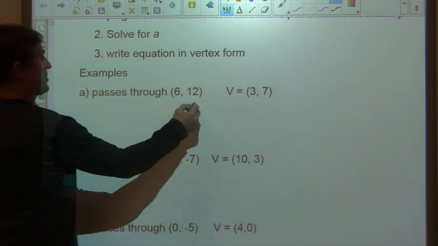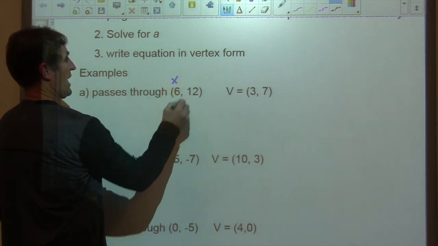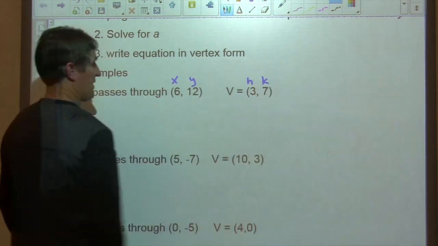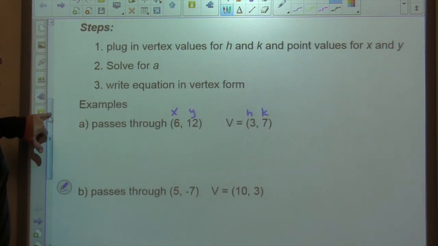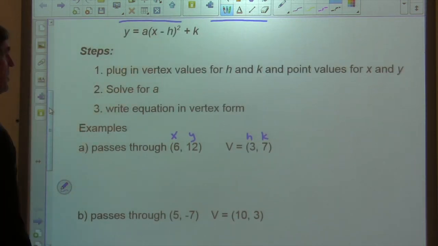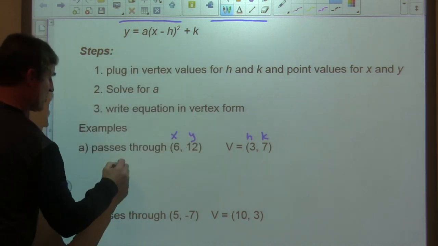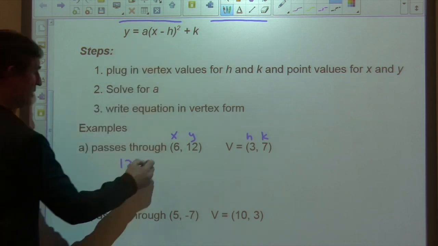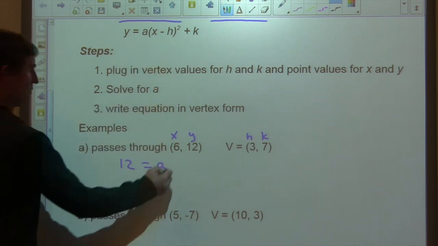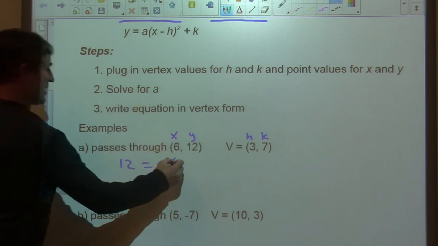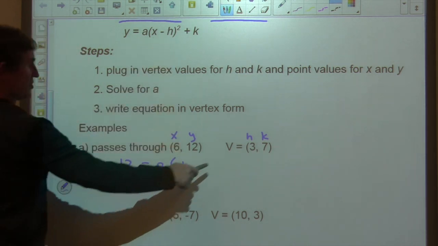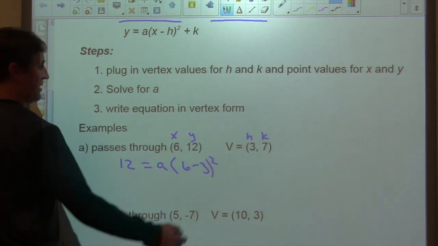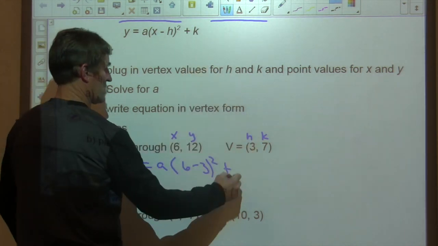So we know that it passes through the point 6, 12. Remember, that's our x value and that's our y value. And this is our h value and this is our k value. So we're plugging this into vertex form. Our y value is 12, so we plug in 12 equals our a value, which we don't know. That's what we have to solve for. And then our x value is 6. Now remember it's minus 3, opposite what it says, so (6 minus 3) squared plus k, and our k value is 7.